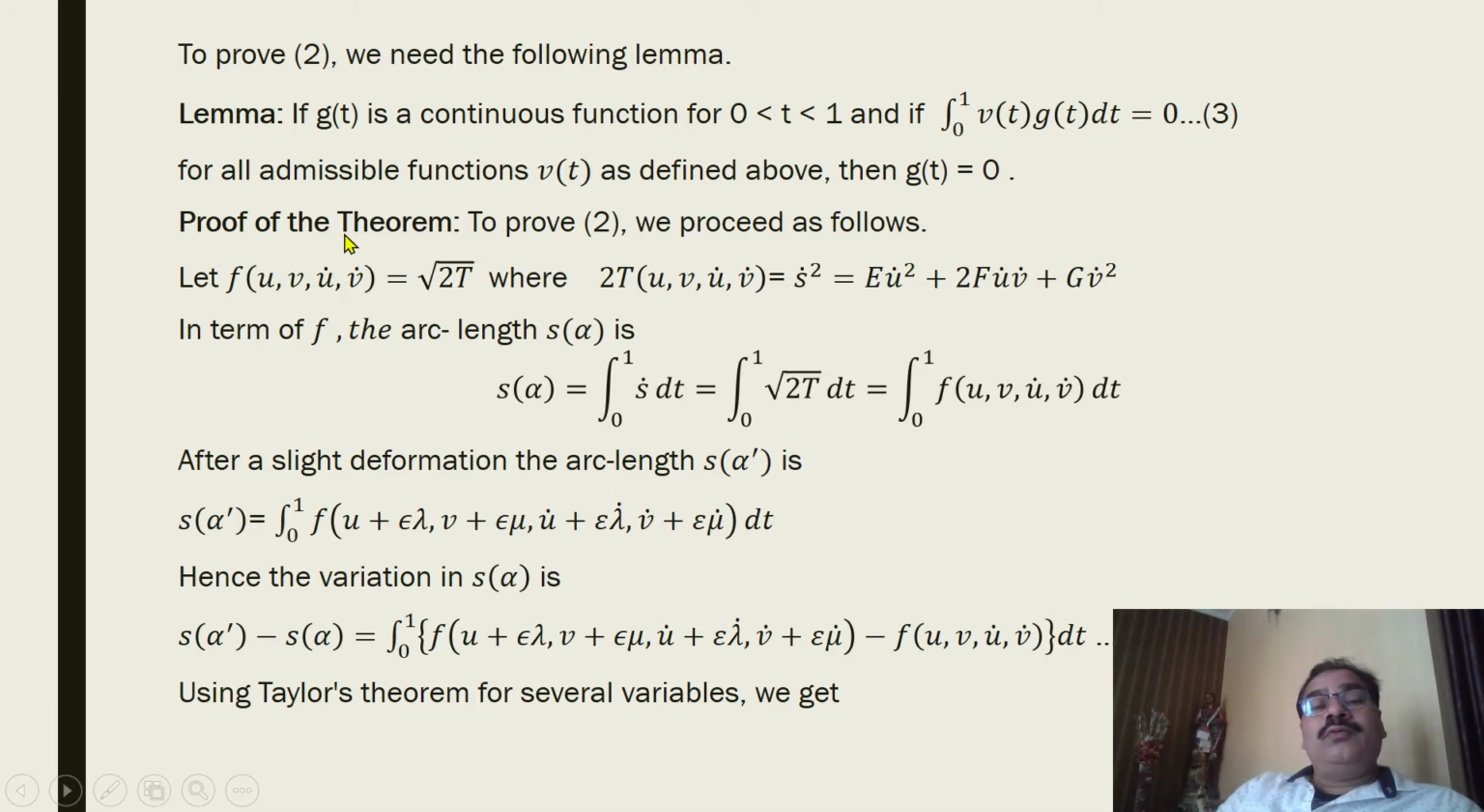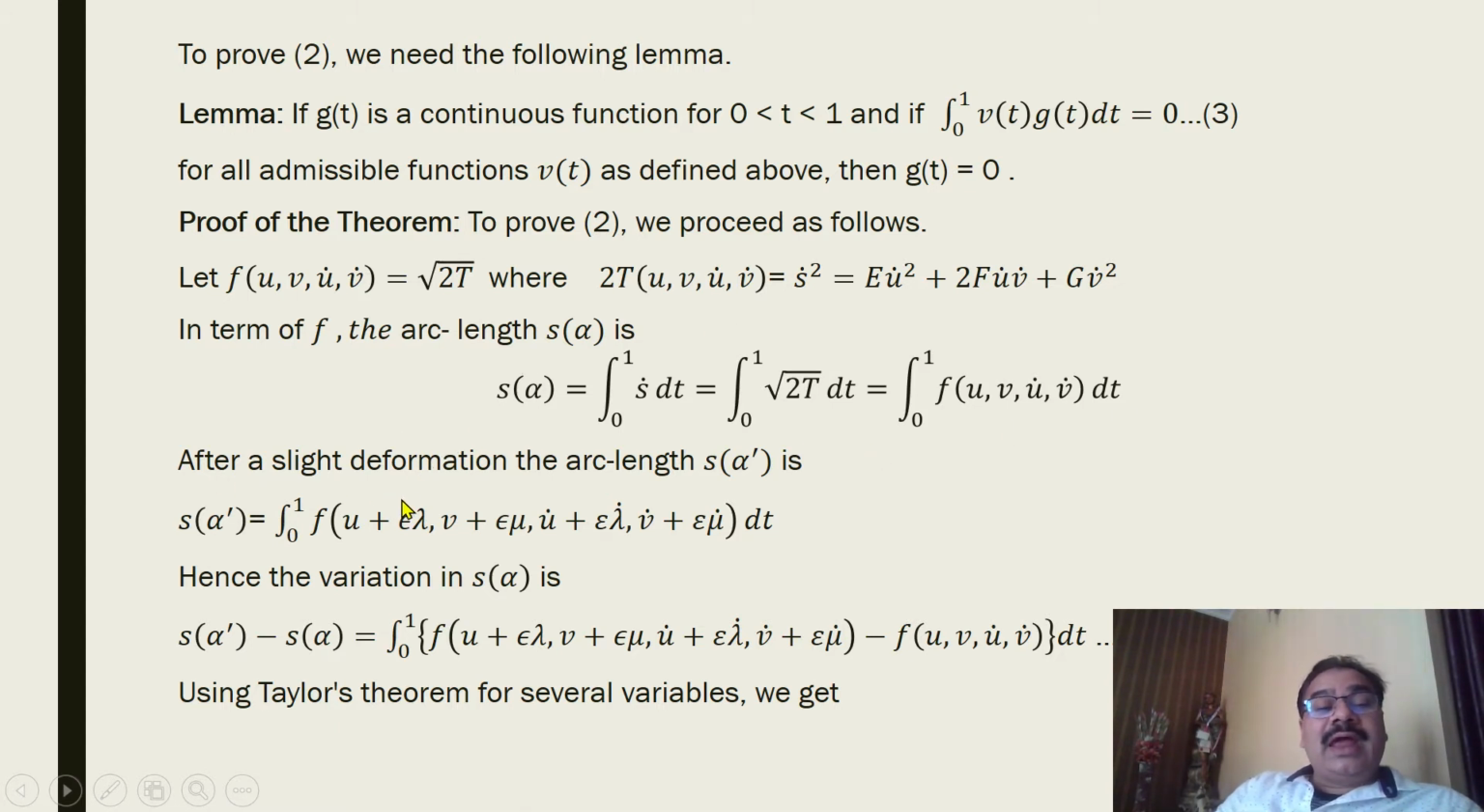To prove 2, we proceed as follows. Let f(u, v, u dot, v dot) be equal to the square root of 2T, where 2T(u, v, u dot, v dot) is equal to h dot squared, which is equal to E u dot squared plus twice F u dot v dot plus G v dot squared. In terms of f, the arc length s alpha may be defined by this expression.